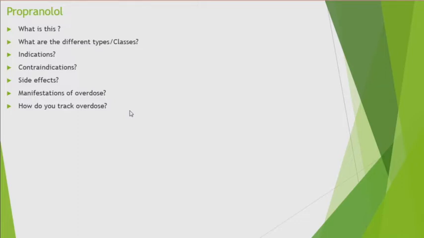What are the common indications for giving this drug? Propranolol is given for hypertension, sir. Then essential tremors, GI bleeding prophylaxis, and for migraine we give. Any contraindications? If the patient has bradycardia or any conduction defects, or bronchoconstriction, I mean bronchospasm, as in COPD, asthma.